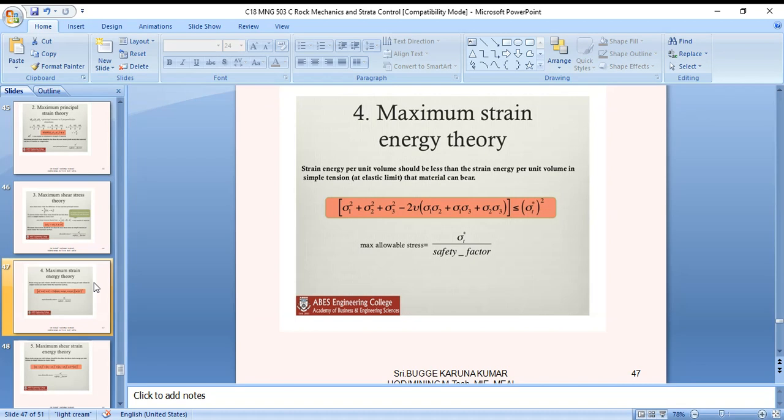Now the maximum strain energy theory. So this also gives the maximum allowable stress. The strain energy per unit volume should be less than the strain energy per unit volume in simple tension at the elastic limit that the material can bear.